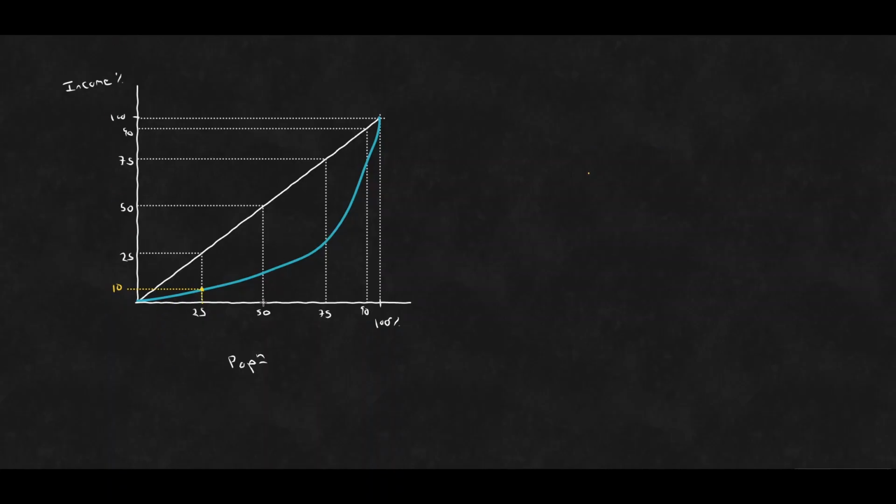Similarly, we could say, well, what do the bottom half earn? The lowest half of income earners, in this fictional Lorenz curve, maybe earn 18%. So the poorest 50% only earn 18% of the total income within the country. The other way to say it is that the top 50% of income earners would earn 82% of the income, going the other way, right?